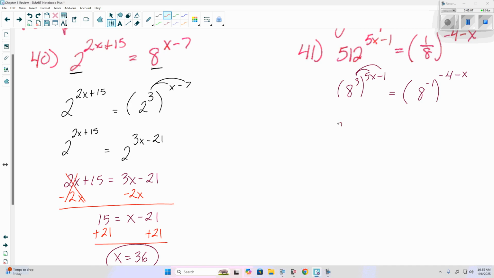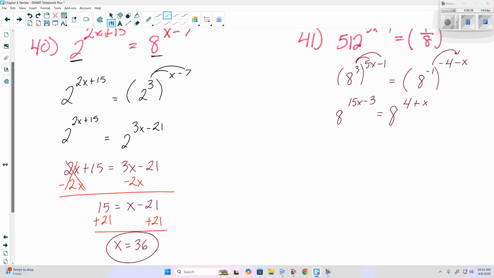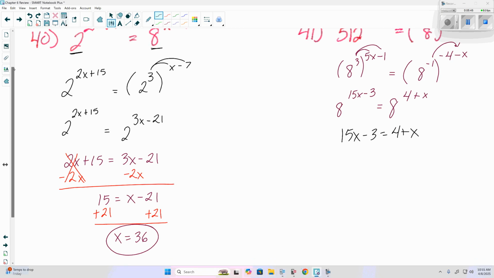Powers of powers multiply. 3 times 5x is 15x. 3 times negative 1 is negative 3. Here we're going to distribute the negative 1. Negative 1 times negative 4 is positive 4. Negative 1 times negative x is positive x. Since the bases are the same, the only way these two equations can be equal is if the exponents are equal.